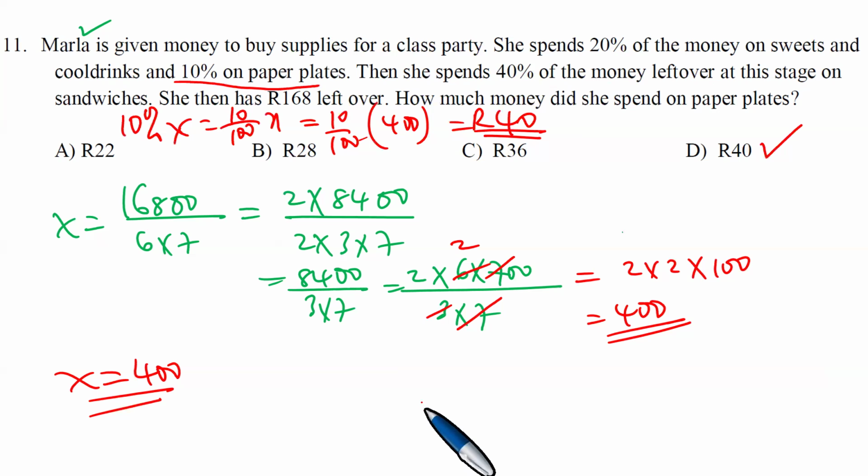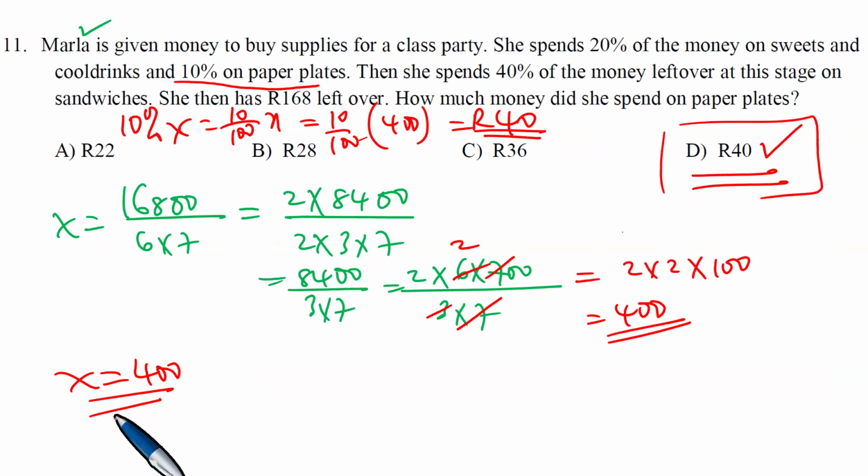So indeed, 10% out, she then has that left over. How much money did she spend on paper plates? She spent 10% of the money. She was given 400 Rand originally, and she spent 10% of 400. 10% of 400 is 40 Rand. So in other words, she spent 40 Rand of the 400 on the paper plates.